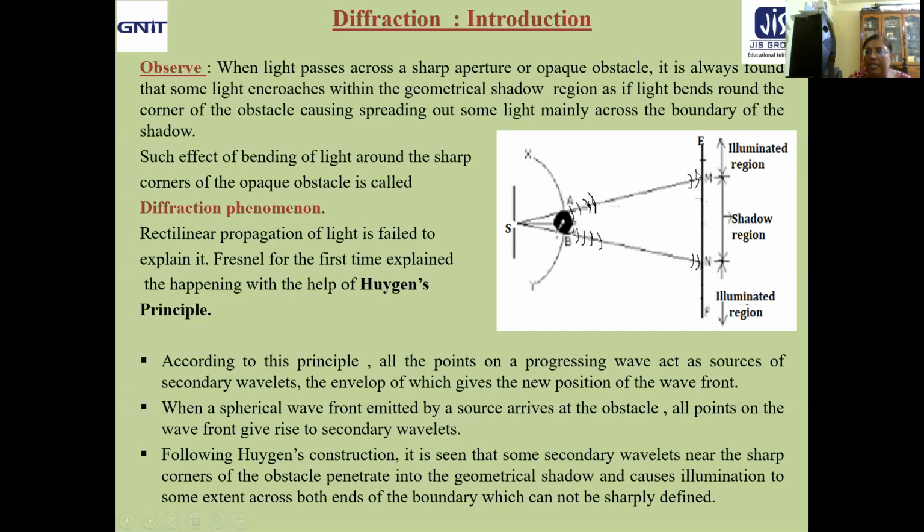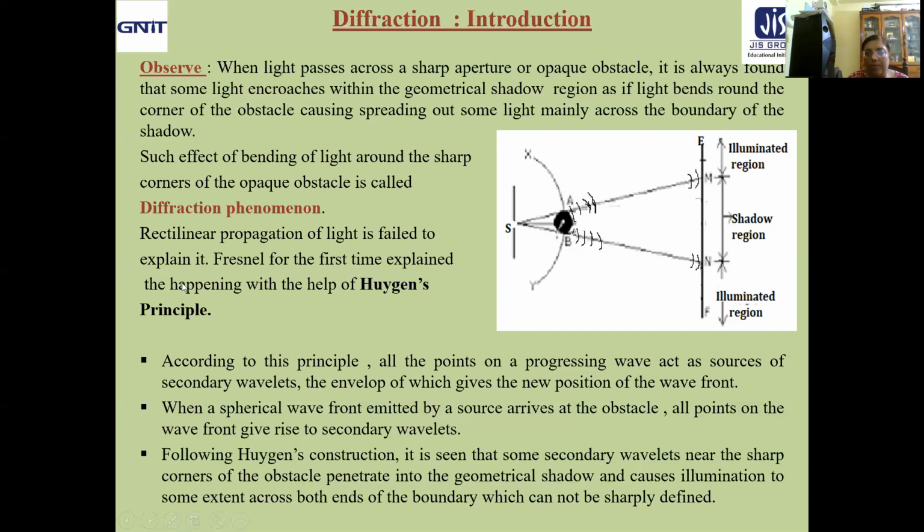Since this is happening only at the boundary of the shadow region, it appears as if light bends round the sharp corner of the opaque obstacle and encroaches within the geometrical shadow by spreading to some extent, and this type of phenomenon is observed. So that is the diffraction phenomenon. That means here people will find difficulty defining the sharp edge of the shadow. Using rectilinear propagation of light, this cannot be explained, as you already understood.